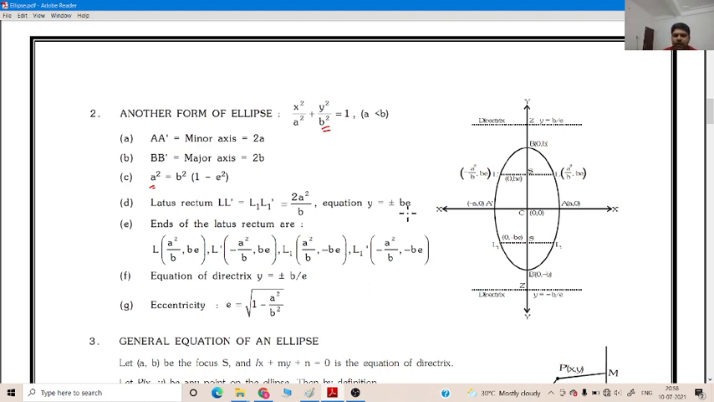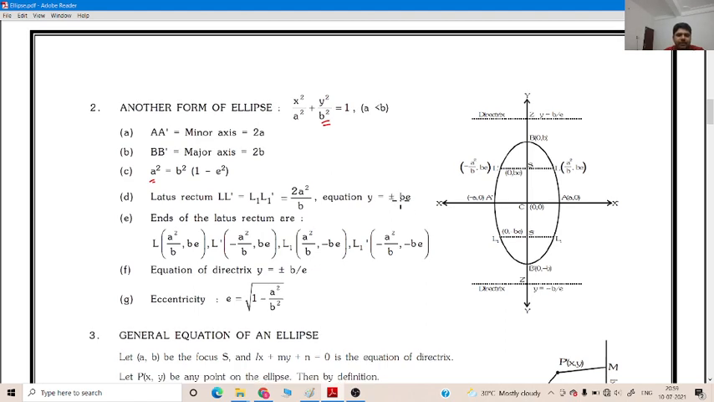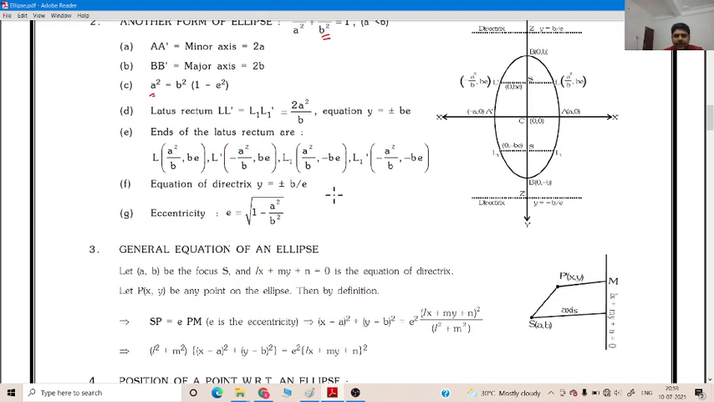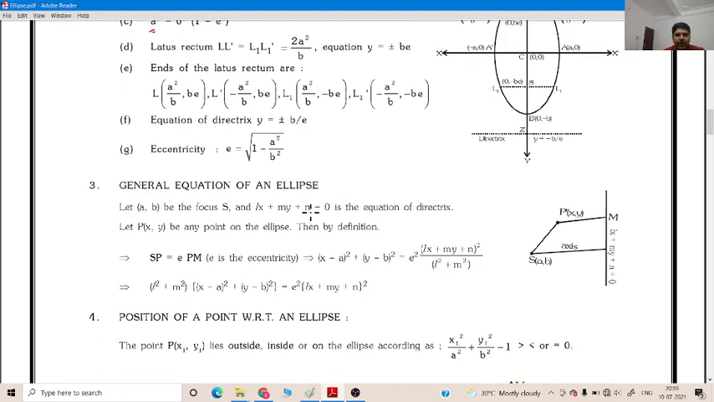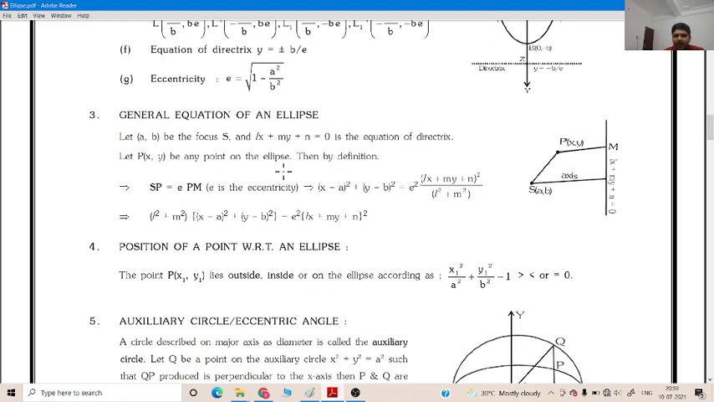And the equation is what? Y equal to plus minus b. That means parallel to which axis? X axis. And at the end of this latus rectum, you can also find the same procedure which I have already mentioned in the previous part. And the equation of directrix is y equal to plus minus b by a, and eccentricity is equal to root over 1 minus a square by b square. And that is the general equation of an ellipse.